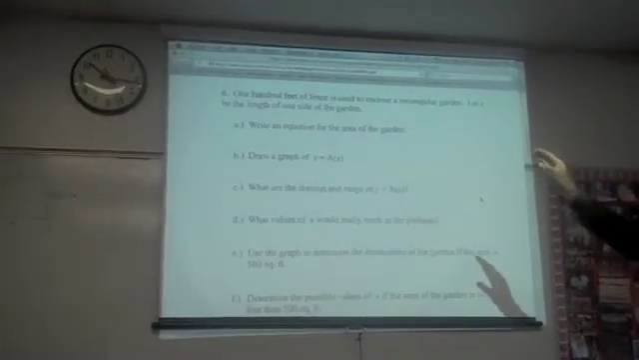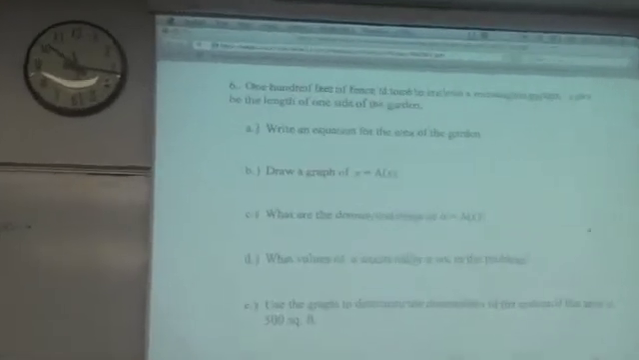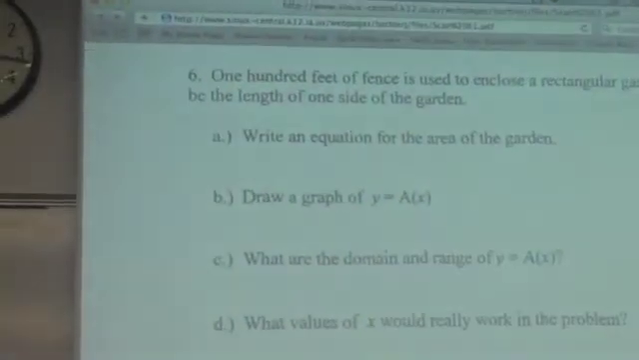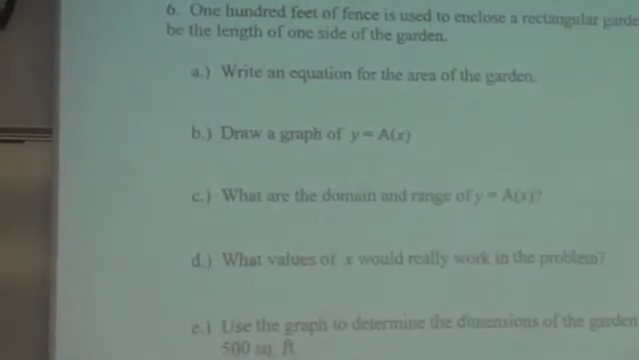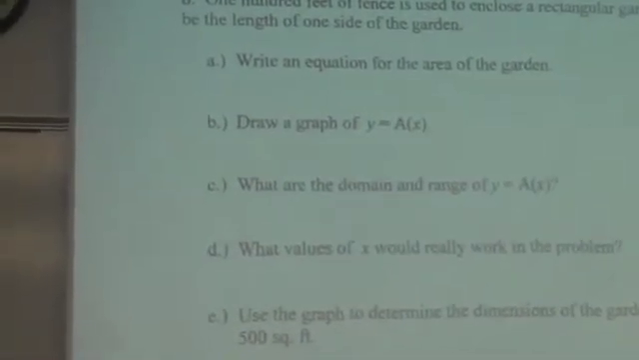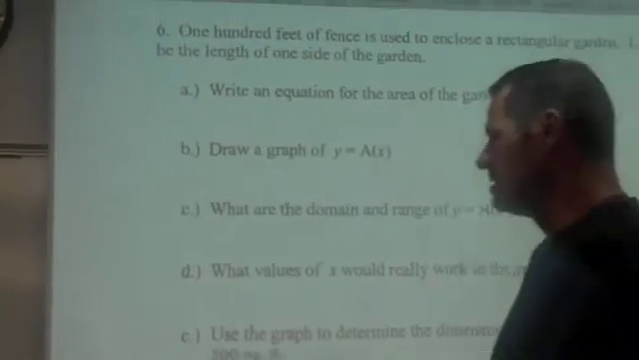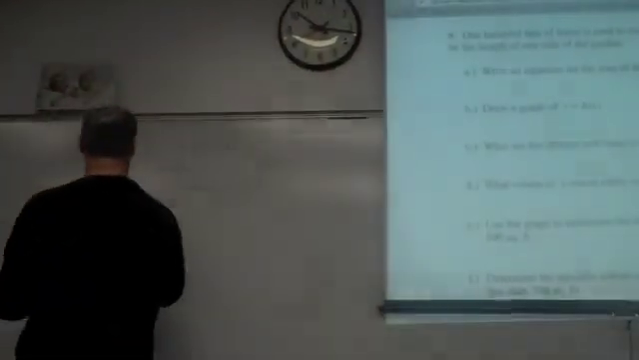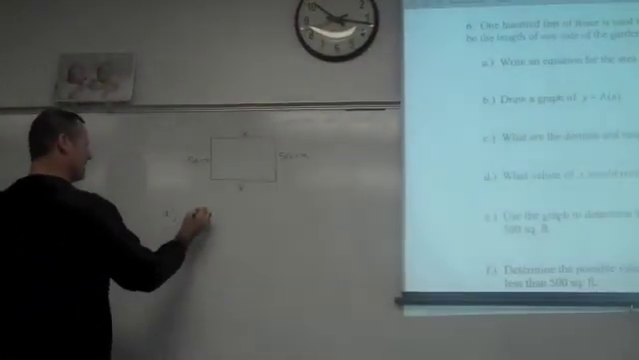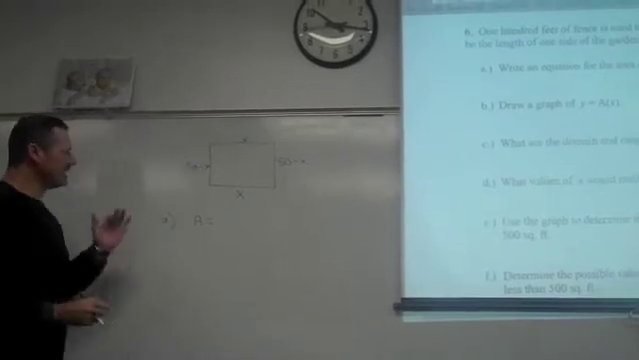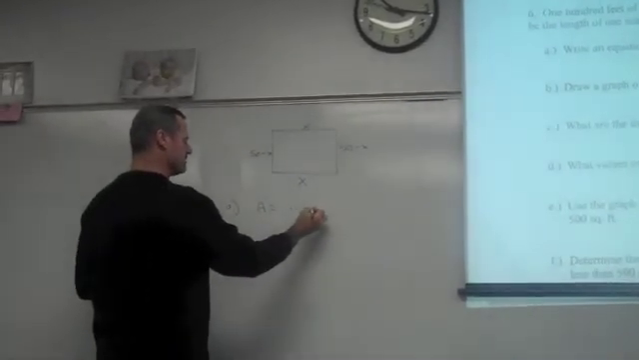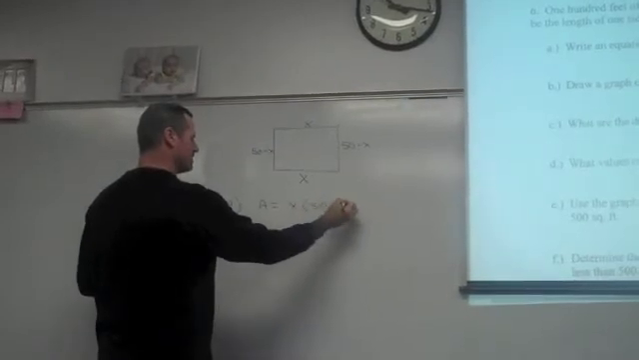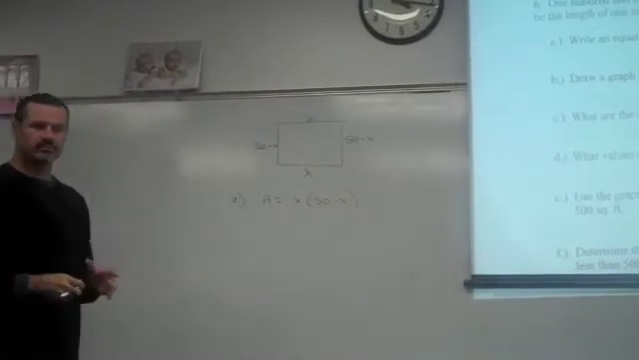Okay, A says write an equation for the area of the garden. The area of a rectangle. Let's see, that sounds like, I find the area of a rectangle. Length times width. We all knew that. So here's letter A right here. Letter A, the area of the rectangle is going to be the length times the width. How about x times 50 minus x? Are we good?